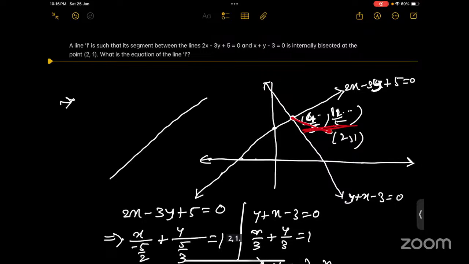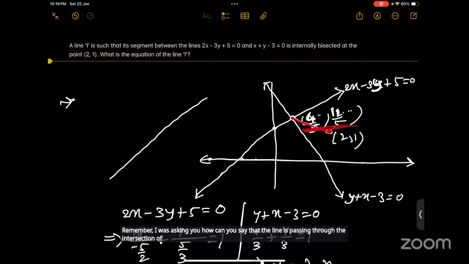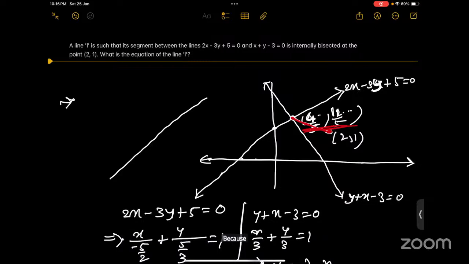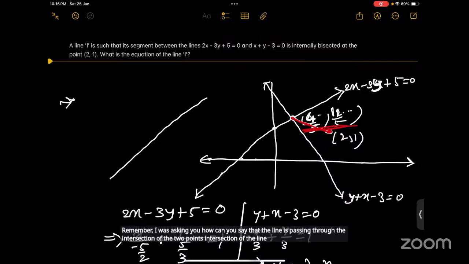But I was asking you, how can you say that the line is passing through the intersection of the 2 lines? Because of the word between the lines. Between the lines, because of this word.